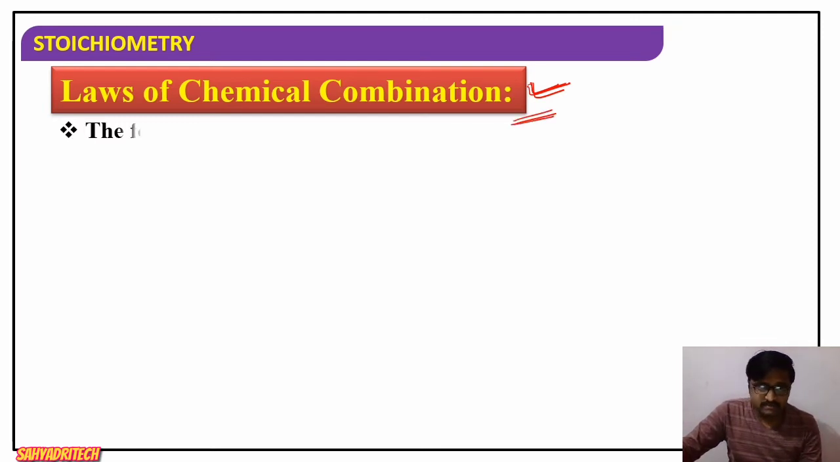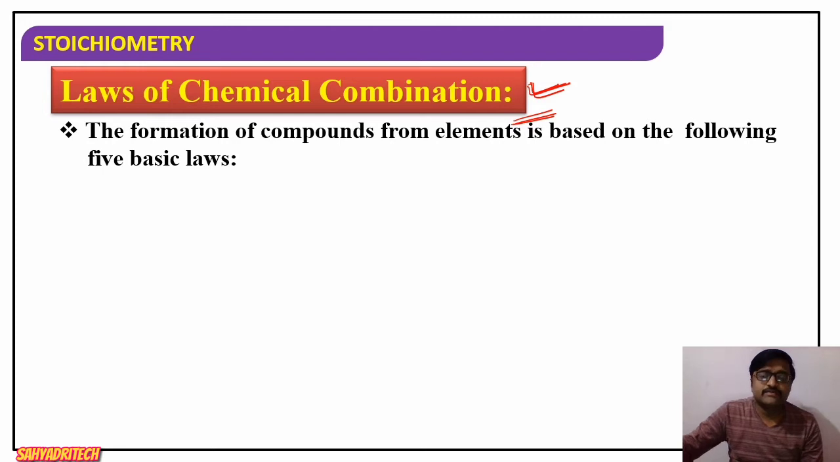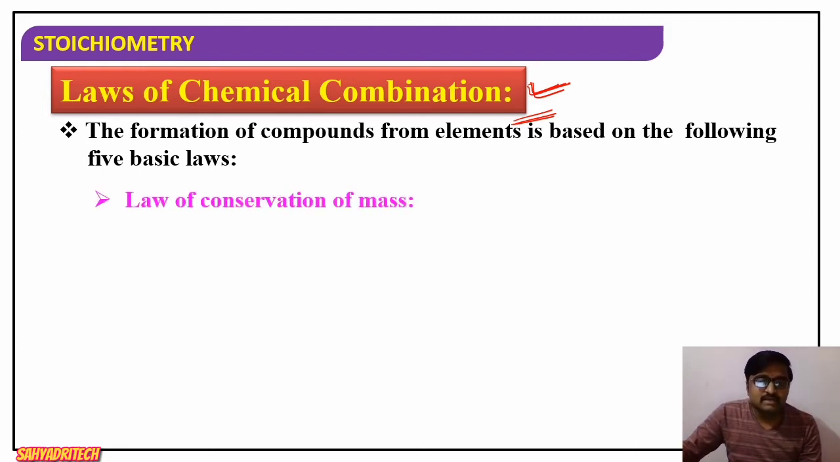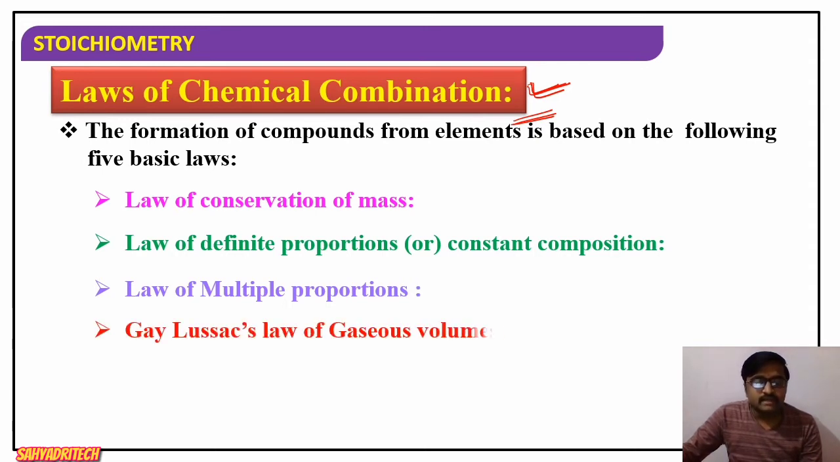Yes, the formation of compounds from elements is based on 5 laws. So what are those? The first law is called the law of conservation of mass. The second one, the law of definite proportions, or it is also called the law of constant composition. Then the third one, the law of multiple proportions. Then the fourth one, Gay-Lussac's law of gaseous volumes, and the fifth one, Avogadro's law.